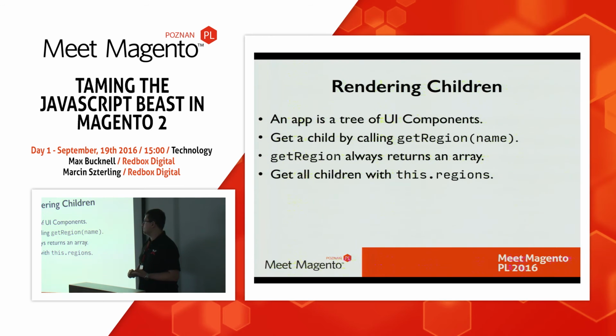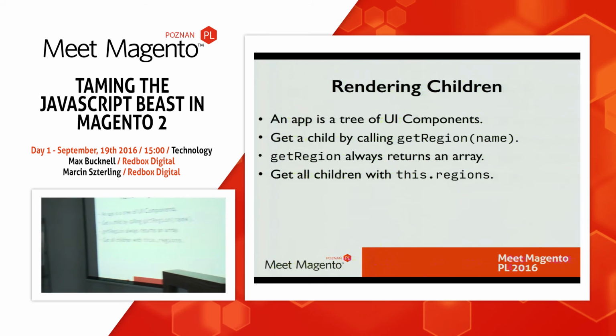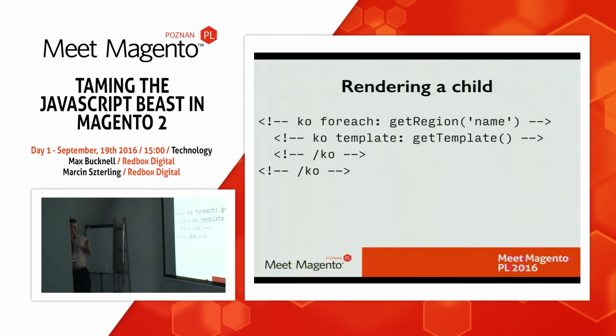Also, what you need to remember is that getRegion, even though you are requesting a child, will return an array. So you actually need to loop through it, even if it's one element. And in case you need all the children, you can use regions and you're going to get a massive object. That's not, as far as I'm aware, public API, but you can look at the data structure in there and you can see why there is a reason you get an array back every time. Find us later if you want to really know why.